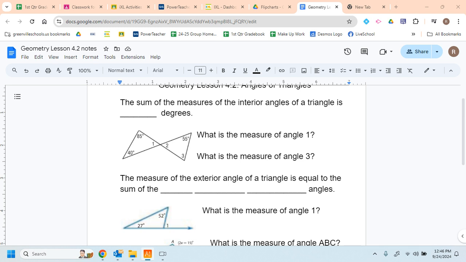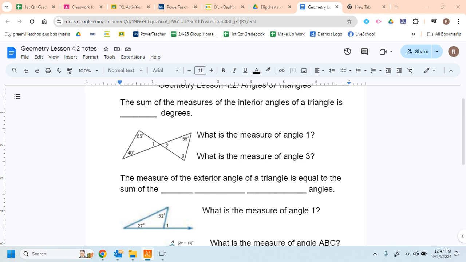So here it says find the measure of angle 1. We know that for this triangle right here, it's going to add up to 180 degrees, which includes angle 1. So we're going to say 85 plus 40 is 125, and then take 180 minus 125, which is 55 degrees. So we know this is 55 degrees.